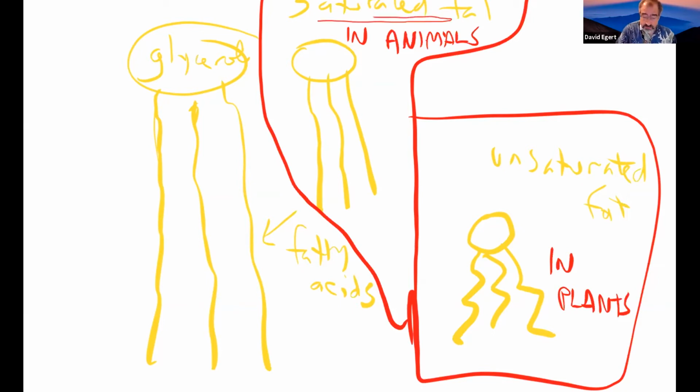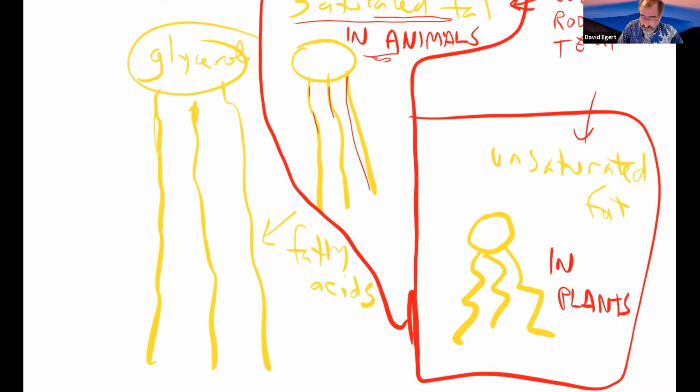Saturated fats in animals, because the tails are straight, they tend to stack on top of each other, and these tend to be solid at room temperature. So a saturated fat tends to be solid at room temperature. Like butter, or the fat in your steak or whatever.